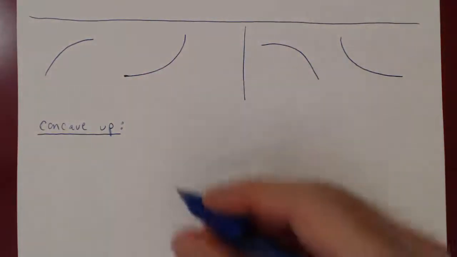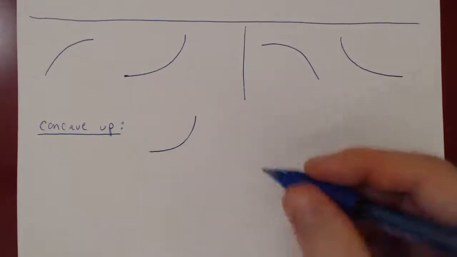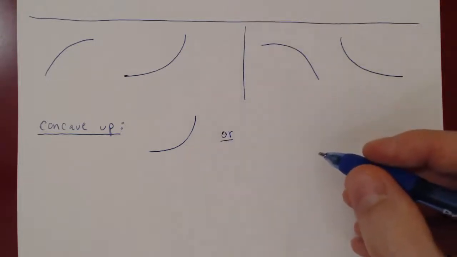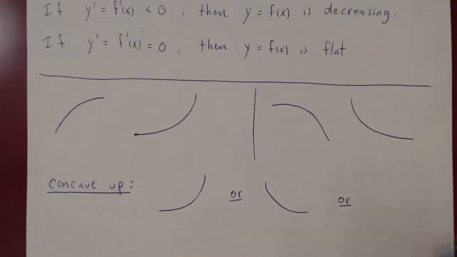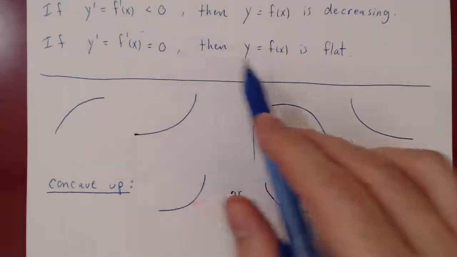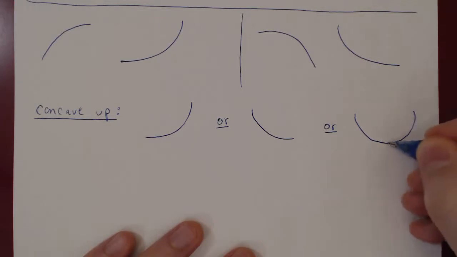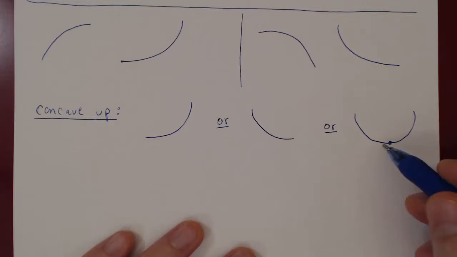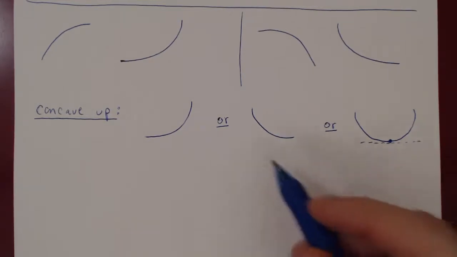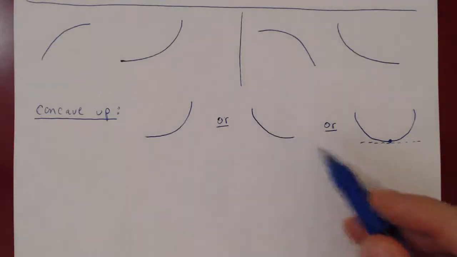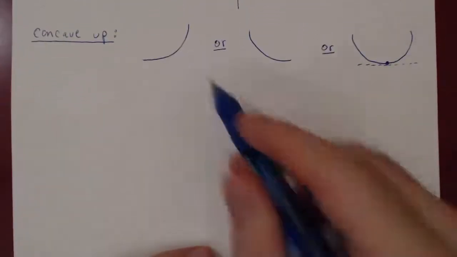So it could be concave up and increasing. This is concave up and increasing. It could be concave up and decreasing. Or we could be looking at a point where the curve is concave up and the derivative is zero. Therefore, at that point, the curve will be flat. So it could look something like this. So this is concave up, and this is the point where the derivative is zero. Therefore, the tangent line is horizontal. So when we say concave up, it's one of these three options. But the curve, as we saw, could also be concave down. And that's the opposite of concave up.